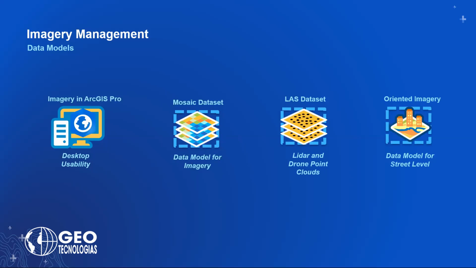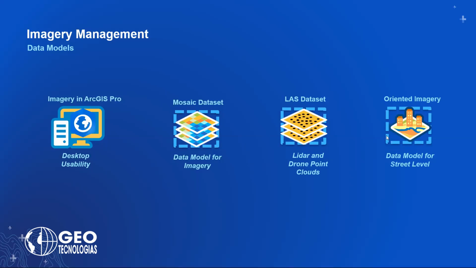And for those users that manage large collections of point clouds, which could be photogrammetrically derived or LiDAR derived, we have a layer called the LAS dataset. Similar to the mosaic dataset, it lets you manage those collections and much more. And then finally, the fourth one that we'll talk about today is something called oriented imagery.